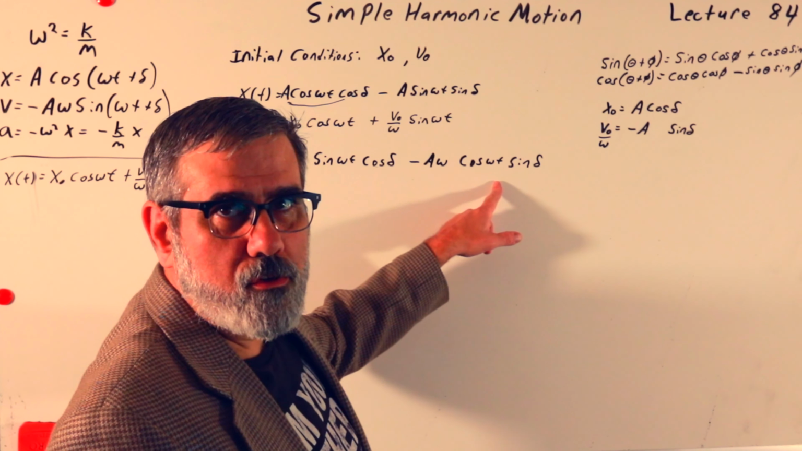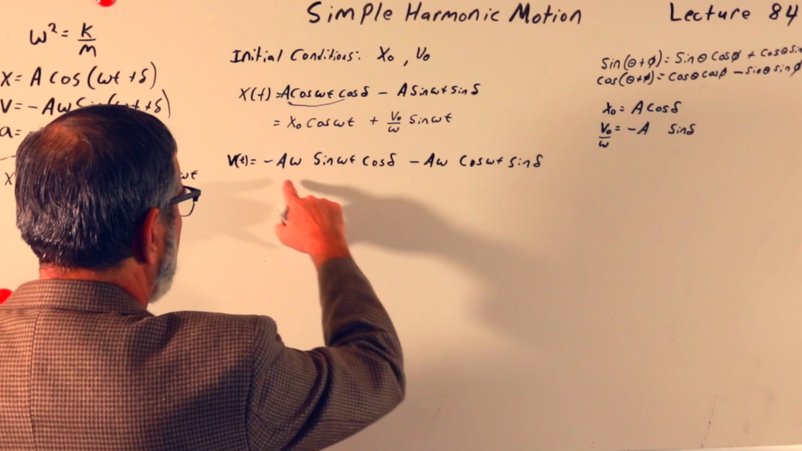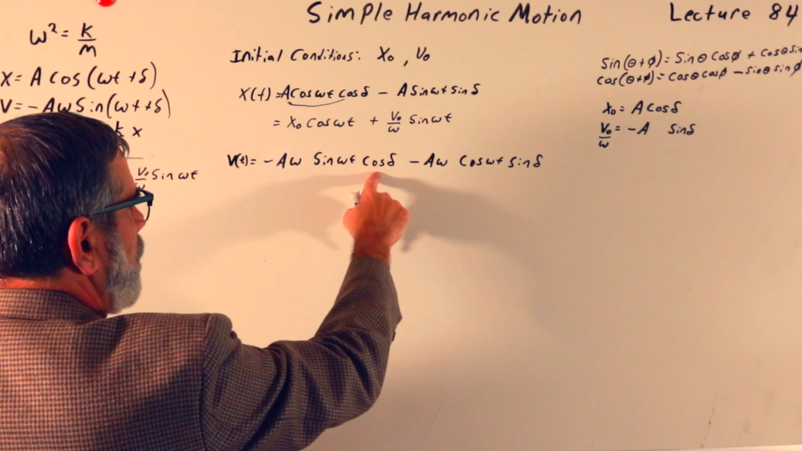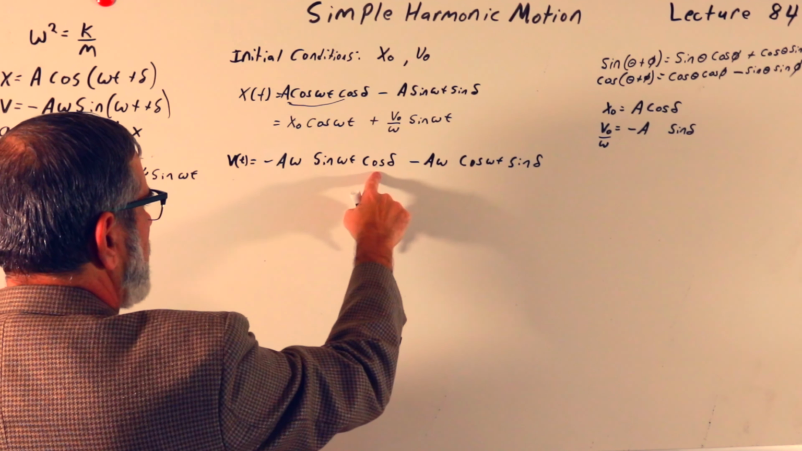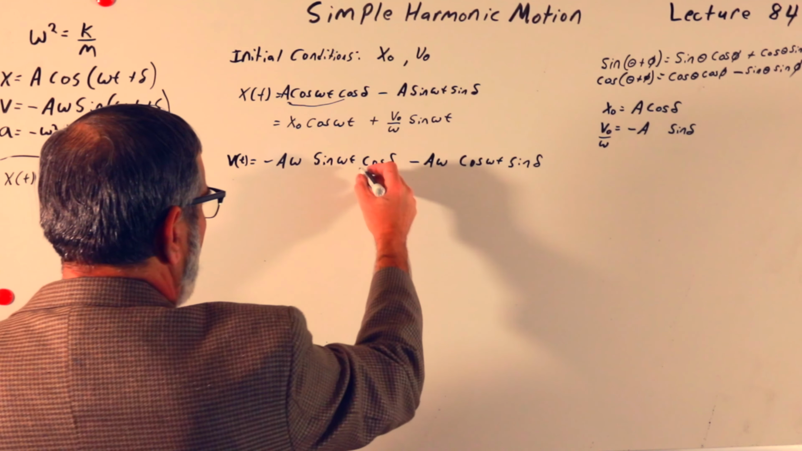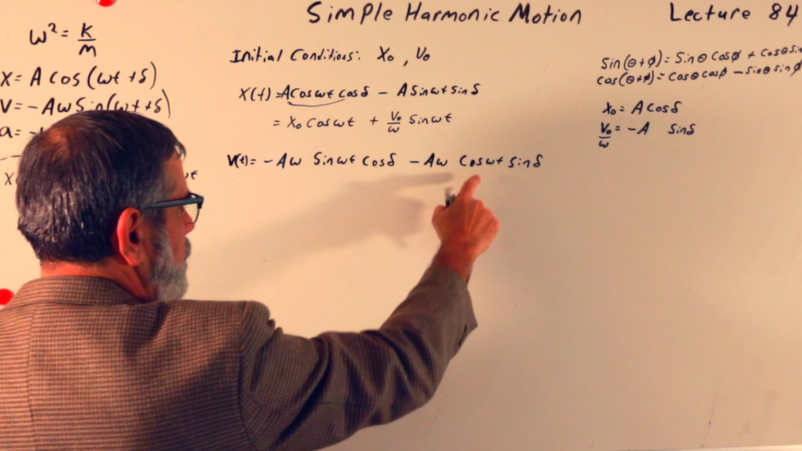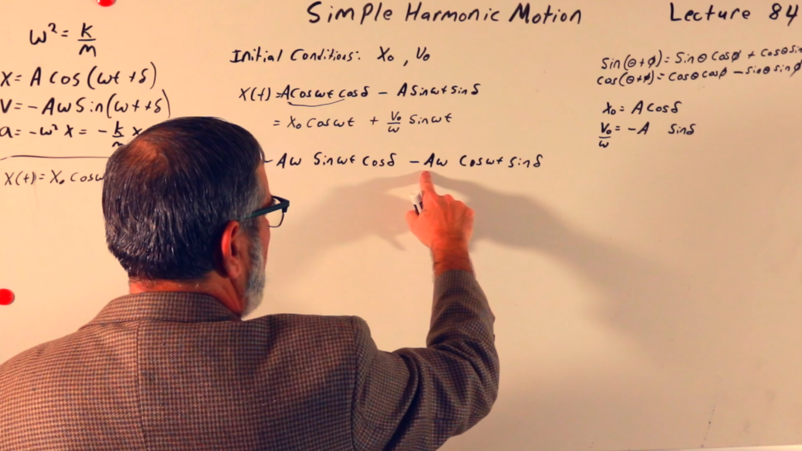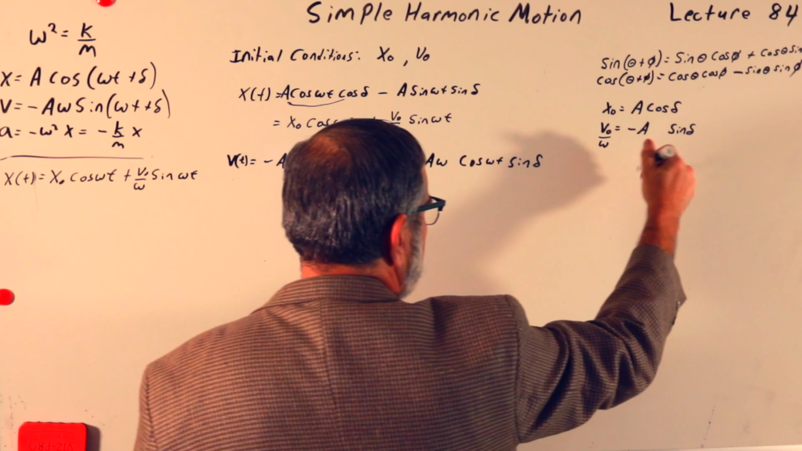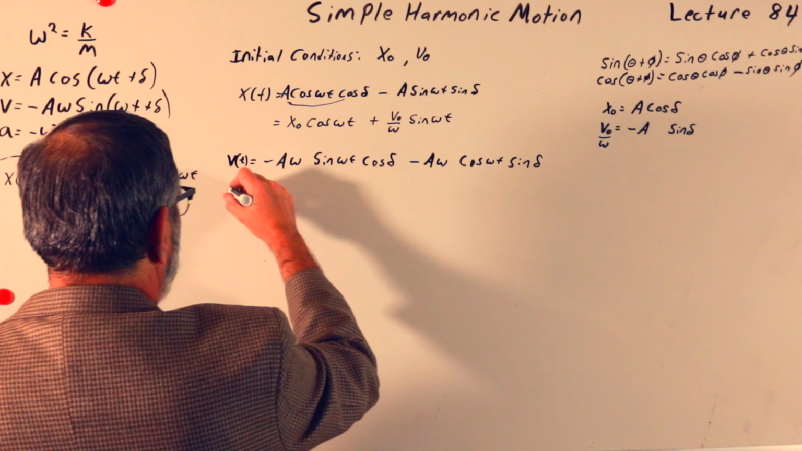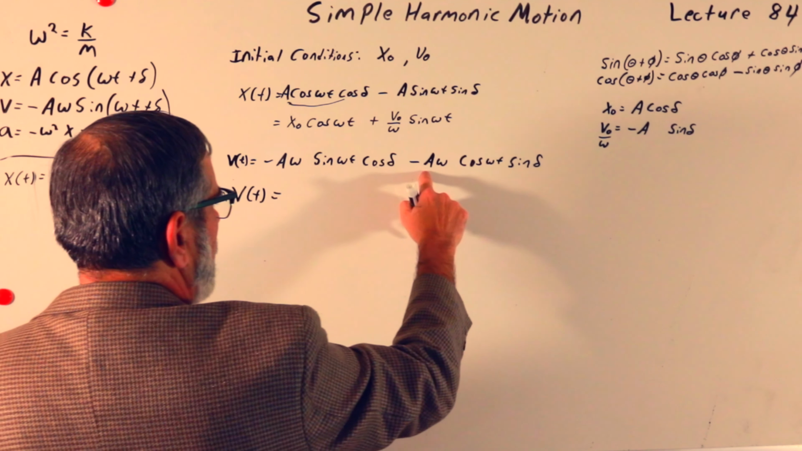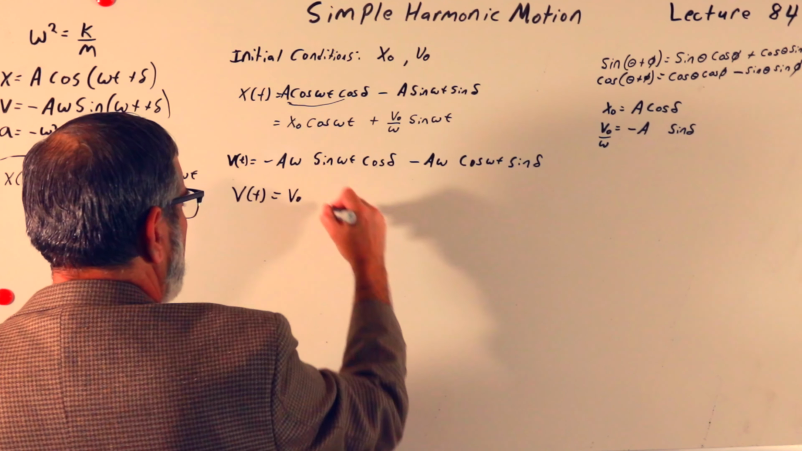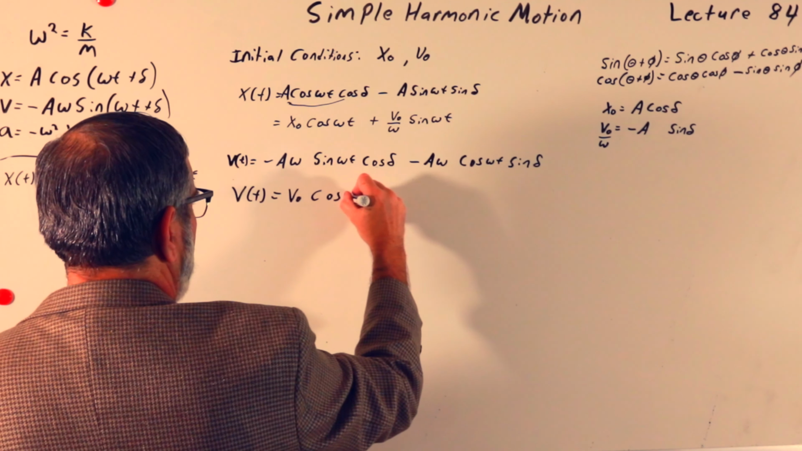We can make the same substitutions for the velocity function as well. Here we have a minus a omega sine delta, so I could have put this back in. That's going to be v of t is equal to, the minus a omega sine delta is just v naught, so that's v naught times the cosine of omega t.